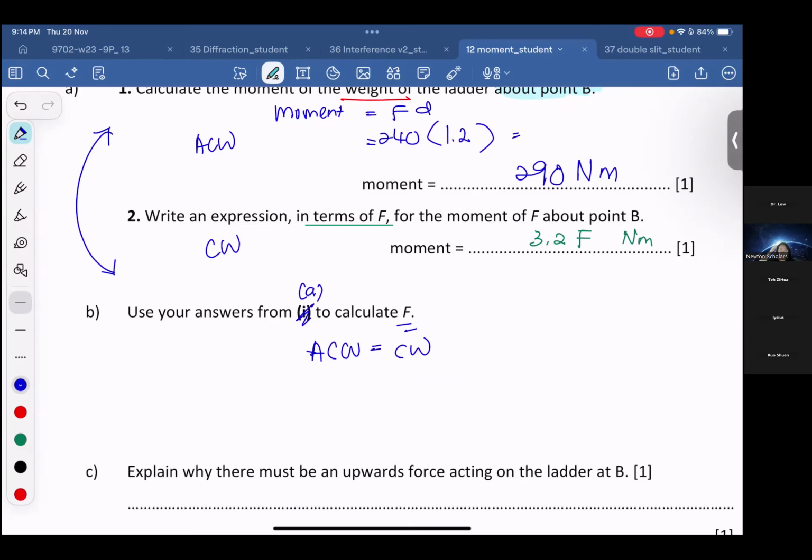Correct, Angeline. So here, the anti-clockwise moment is 290 equals 3.2 times F. For your F, I make it two significant figures, so I get 90 Newton. If you use 3 significant figures, Angeline's answer is 90.6 Newton. I didn't count for that. Okay, if three significant figures, yes, it's 90.6 Newton.